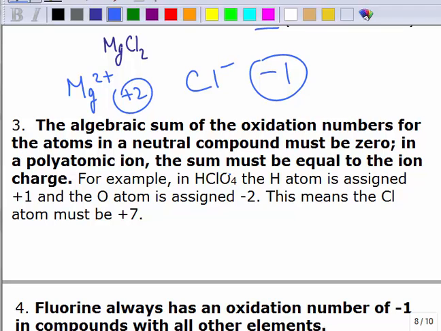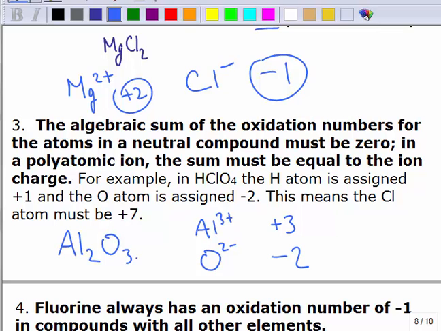Let's say we have a compound such as aluminum oxide. Al2O3 is aluminum oxide. We know that in this compound, aluminum is an ion with a +3 charge, so its oxidation number is +3, whereas the oxygen has a -2 charge, and we will say its oxidation number is -2.